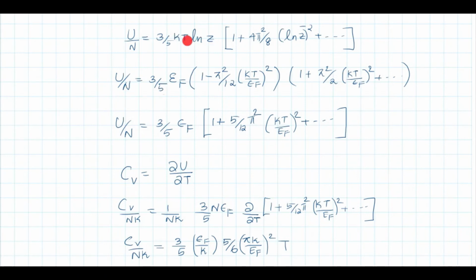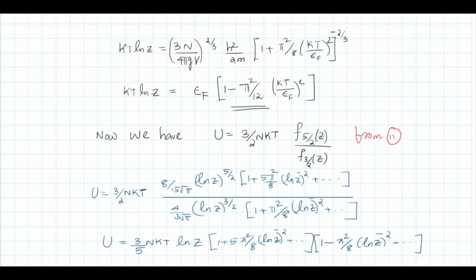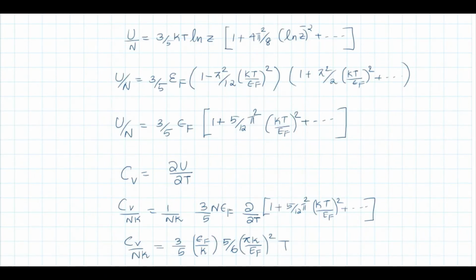What is kT log z? kT log z, in the next approximation, you have this value. So substitute this value for kT log z. Again 1 plus 4 pi square by 8 is simply pi square by 2, (kT by EF) whole square. Log z is actually EF by kT. So (log z) raised to minus 2 is actually (kT by EF) whole square plus etc.